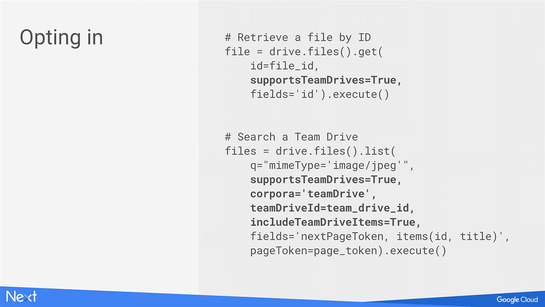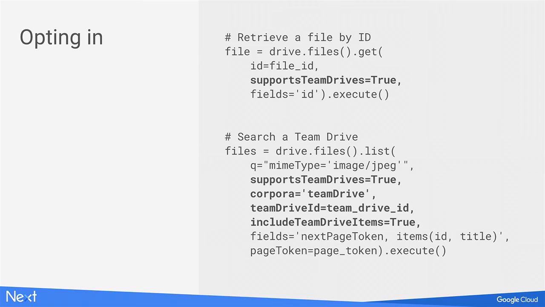So that said, the opt-in approach starts with including an extra query parameter in most of your API calls. And this is appropriately named supportsTeamDrives, and you set it to true. This is an acknowledgement to us that your application is ready to handle some of the behavioral differences that you'll experience with content in Team Drives.